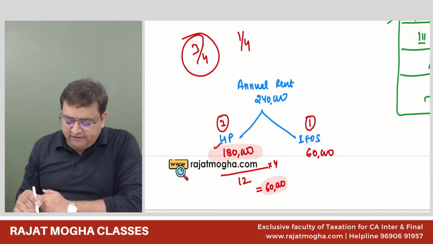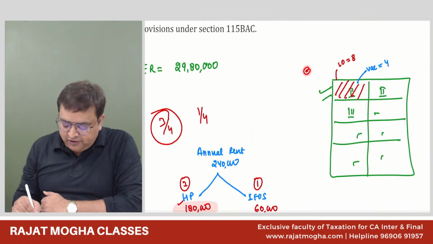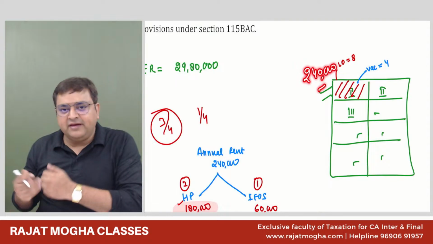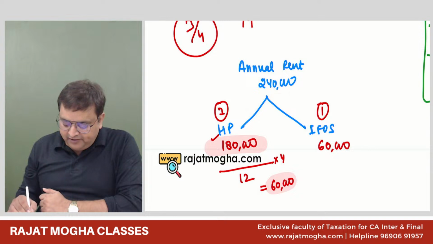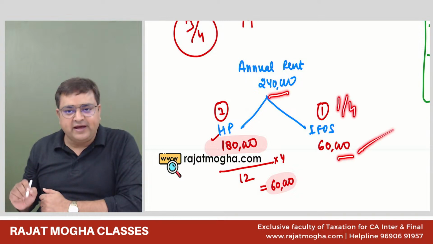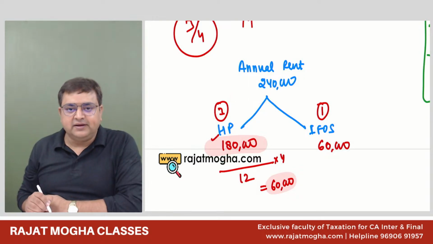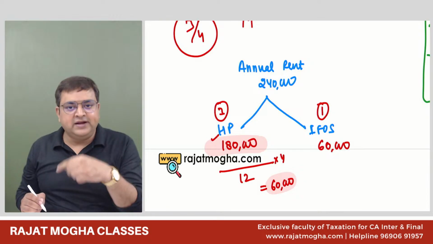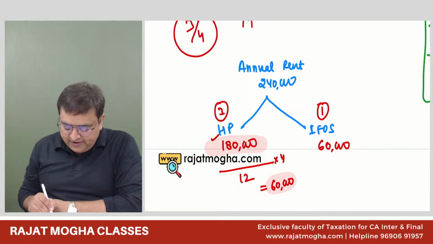They have given that from this flat there is an annual rent of 240, and everything is composite over here. So out of 240, 1/4, 60,000, will go in IFOS. And out of this, 3/4, 180, will go in house property. So 1,80,000 is the rent for the entire year. For 4 months we have not recovered, so divided by 12 into 4 is 60,000 rupees not recovered.